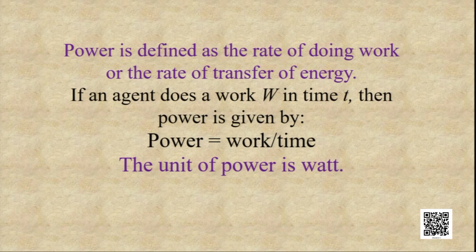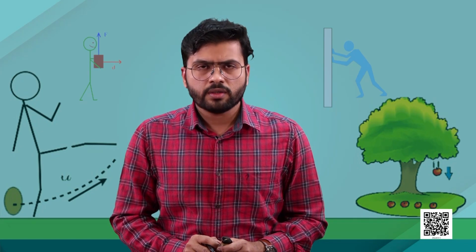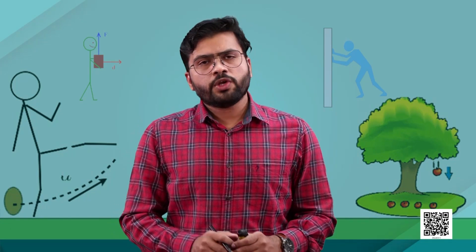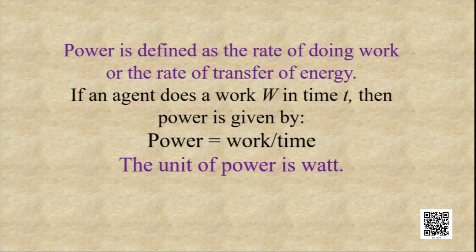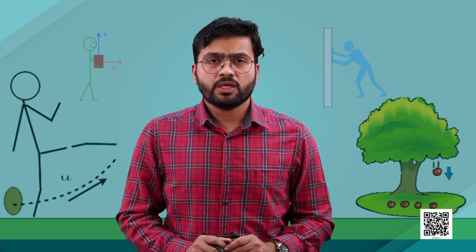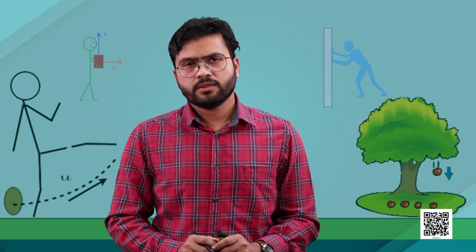Power is defined as the rate of doing work or the rate of transfer of energy. If an agent does a work of W in time T, then the power is given by work by time. Work, the SI unit is joule, time SI unit is second. So the unit for power will be joule per second, which is nothing but expressed as watt. The unit of power is watt.